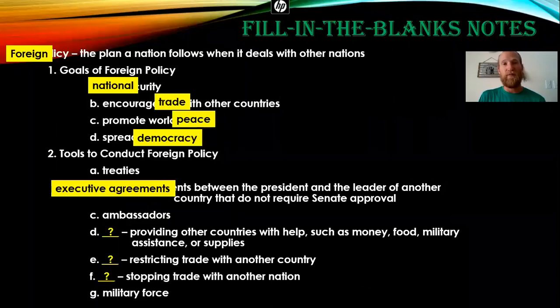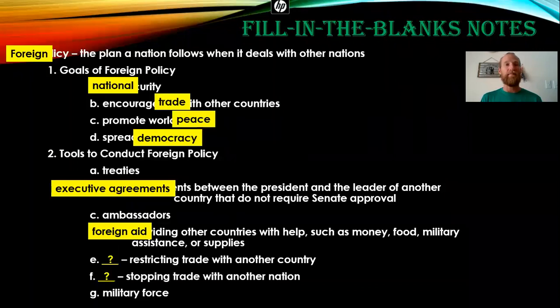Then our last peaceful method of conducting foreign policy is providing foreign aid. Foreign aid could be financial, meaning that we use money to help support that country, but we can aid that country or help that country in other ways as well. We can provide food, perhaps they're in a drought, or they're having a famine, so they have a lack of water or food. We can help them in that way.